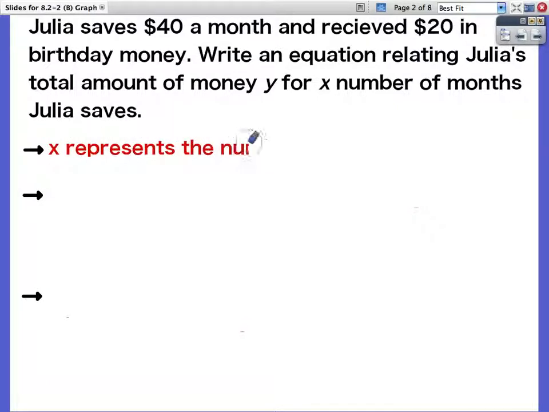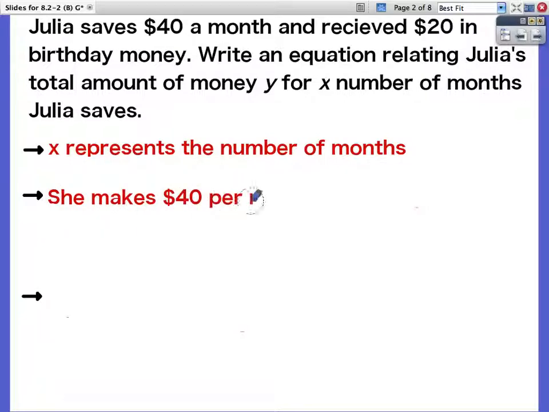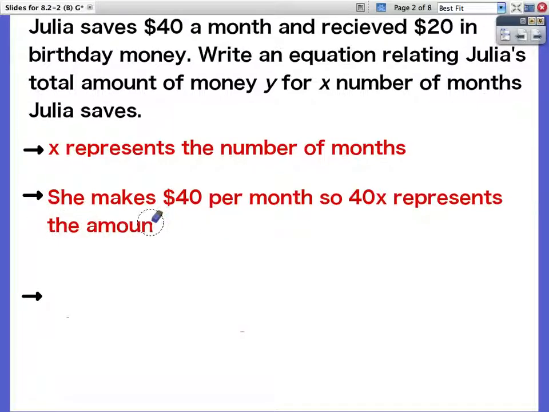x represents the number of months. The way we know that is because the problem told us, and it makes sense in the equation. Let's see. She makes $40 per month, so 40x represents the amount earned per month. That makes sense because let's say she saved for 3 months. If we put the number 3 in the place of x, that would be 40 times 3. And that makes perfect mathematical sense if we're trying to figure out how much money she saved.